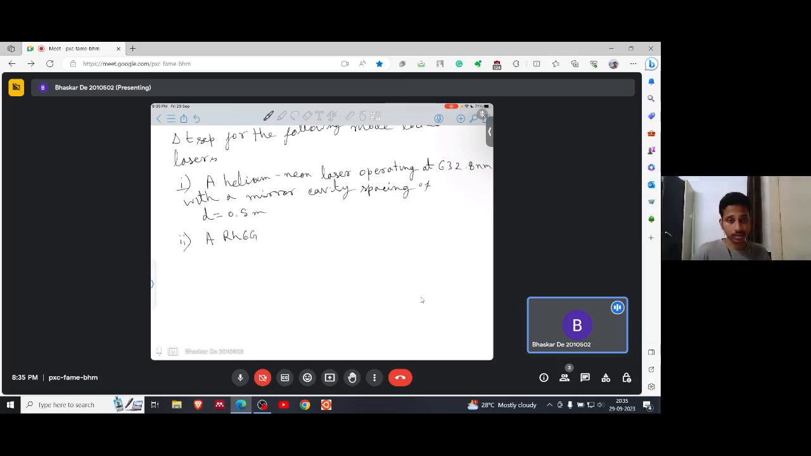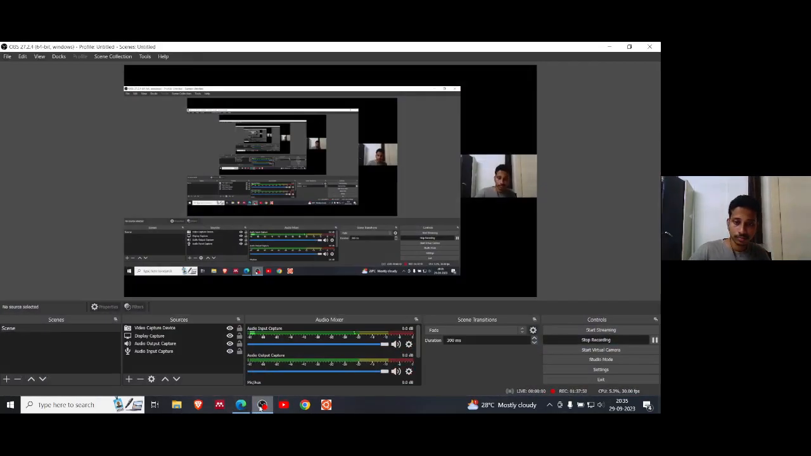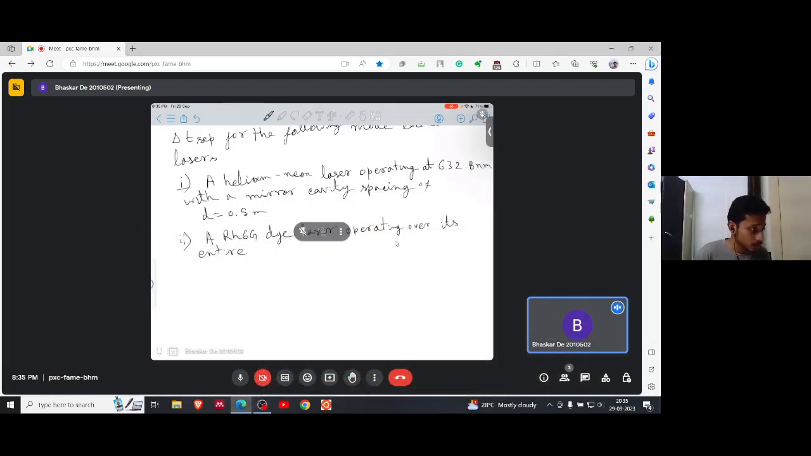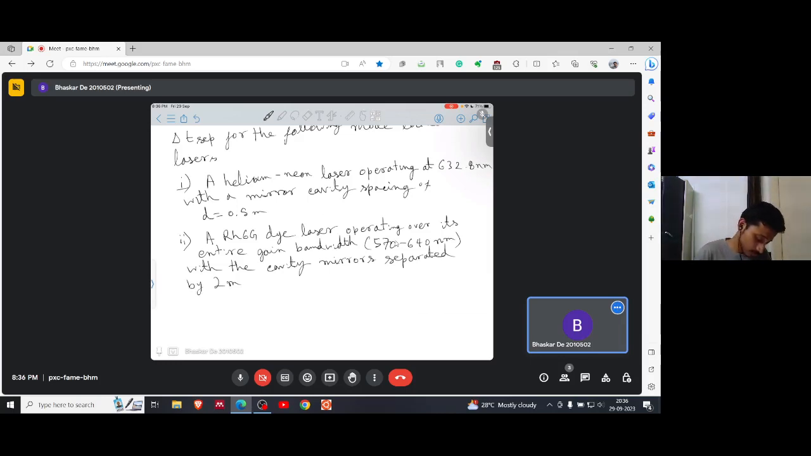RH6G. So RH6G is a rhodamine 6G dye laser operating over its entire gain bandwidth 570 to 640 nanometer with the cavity mirrors separated by 2 meter.